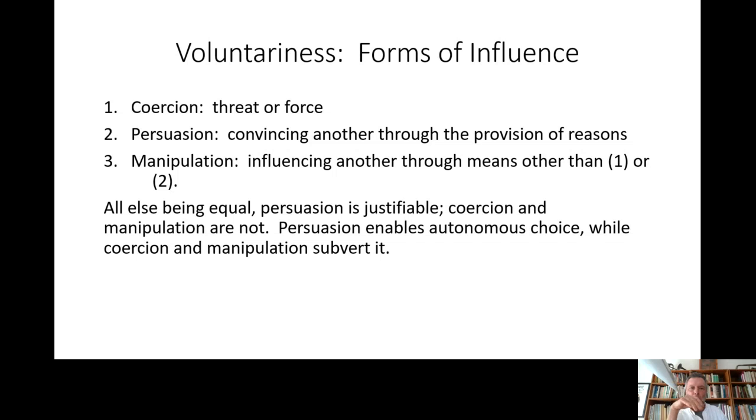Of course, all else being equal, coercion and manipulation are wrong. Persuasion is justifiable. Persuasion enables autonomous choice, while coercion and manipulation subvert it. So with persuasion, we're enabling somebody's capacity to make a decision by providing good reasons. The good reasons which should, as Kant would say, if a reason is a good one, it's a reason for anyone. It's not just the person deciding, but it ought to be a good reason for anyone else too. There's nothing wrong with persuasion, all else being equal. All right, so that is the end of Beauchamp and Childress.